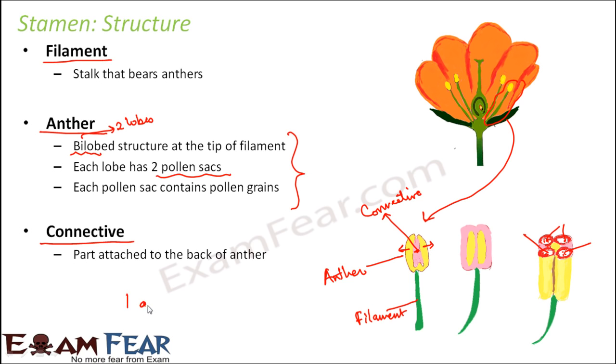We learned about one anther. Now in a flower, you don't have just one anther. You have multiple anthers because you have multiple stamens, right? And multiple stamens together form the whorl called androecium. So each stamen will have one anther, and one anther will have what? It will have four pollen sacs. Each anther has 1, 2, 3, 4 sac-like structures, or four pollen sacs, and these pollen sacs have the pollen grains which contain the male gametes.